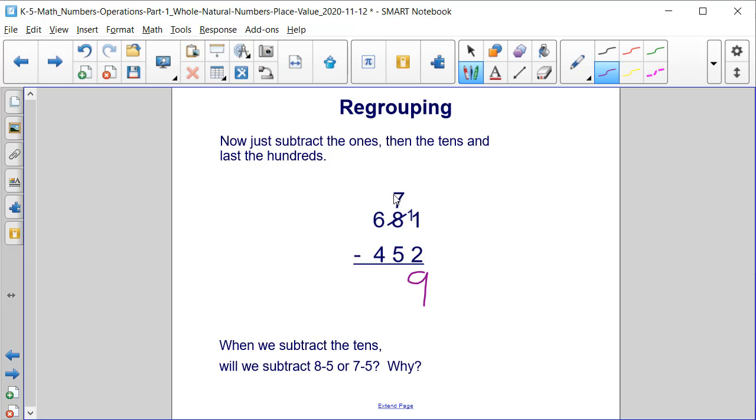And why? Well, if you remember, we rewrote 600 plus 80 plus 1 as 600 plus 70 plus 11. So that's why the 8 in the middle column became a 7 when we regrouped. So we need to make sure that we do 7 minus 5. And when we do that, we end up getting 2. And then 6 minus 4 is 2. So the difference between 681 and 452 is 229.